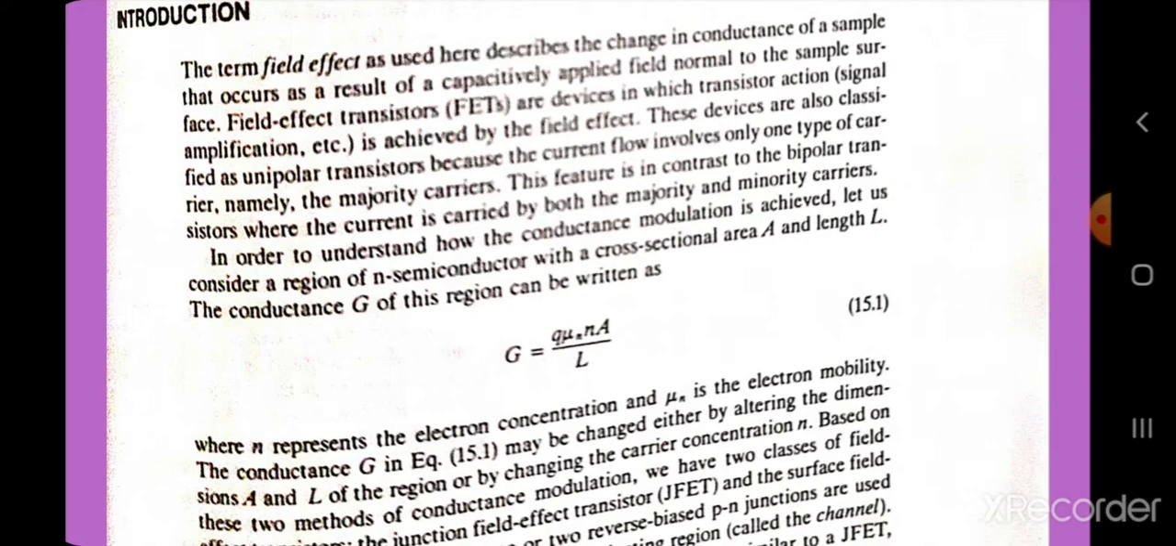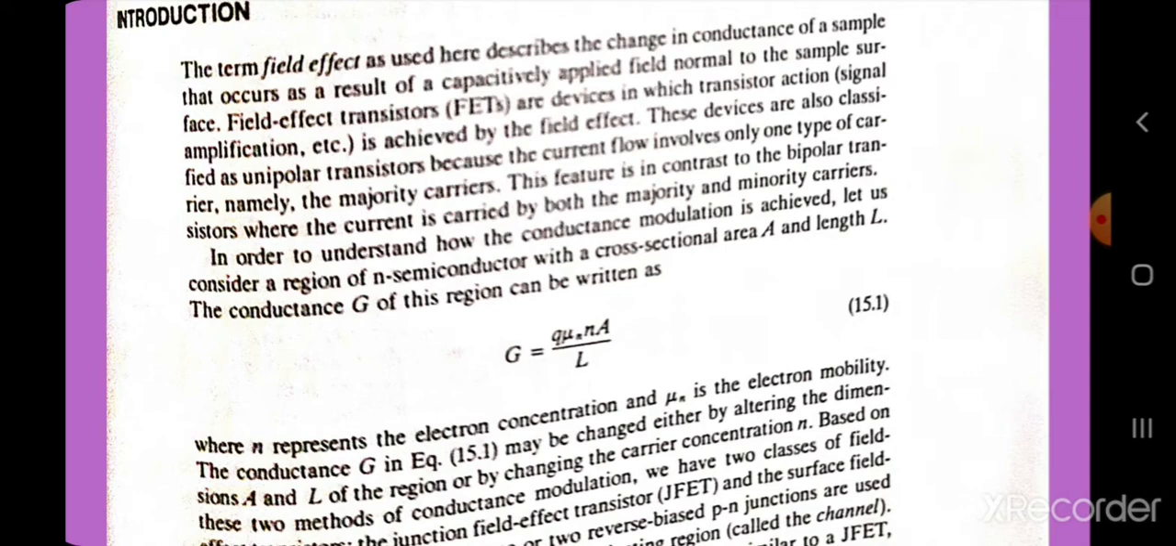The conductance G may be changed either by altering the dimensions A and L of the region or by changing the carrier concentration n. Based on these two methods of conductance modulation, we have two classes of field effect transistors: the junction field effect transistor, JFET, and the surface field effect transistor.